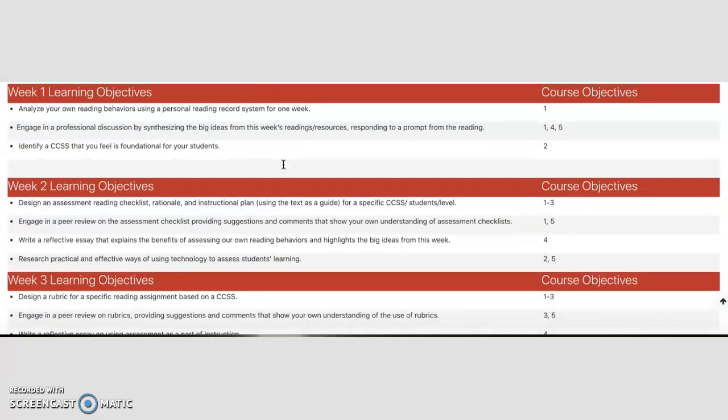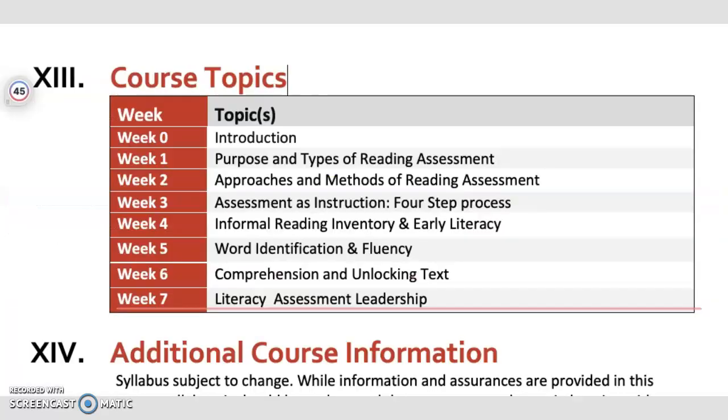Each week, we have learning objectives that help meet those course learning goals. Week 1 really will focus on looking at our own reading behaviors and talking about engaging in the big idea. So I want to take a minute to pause this and go to our syllabi to give you a better approach. As I mentioned before, this is a 7-week course, so we'll start off by looking at purposes and types of assessment.